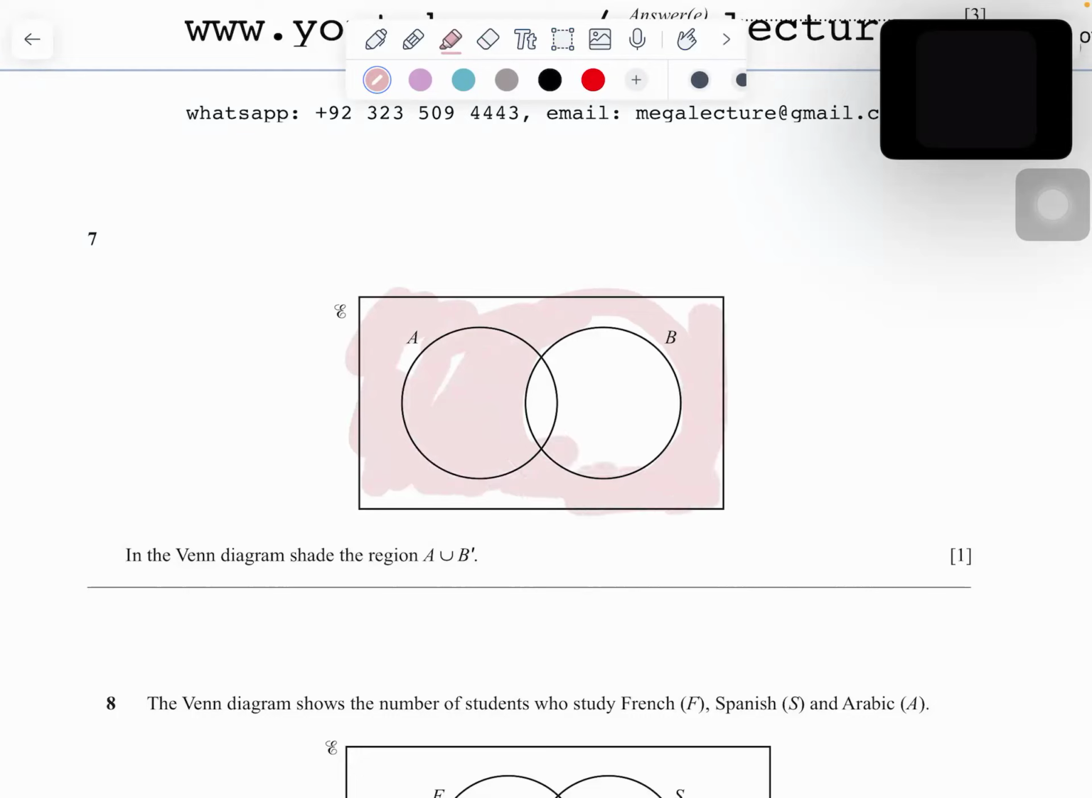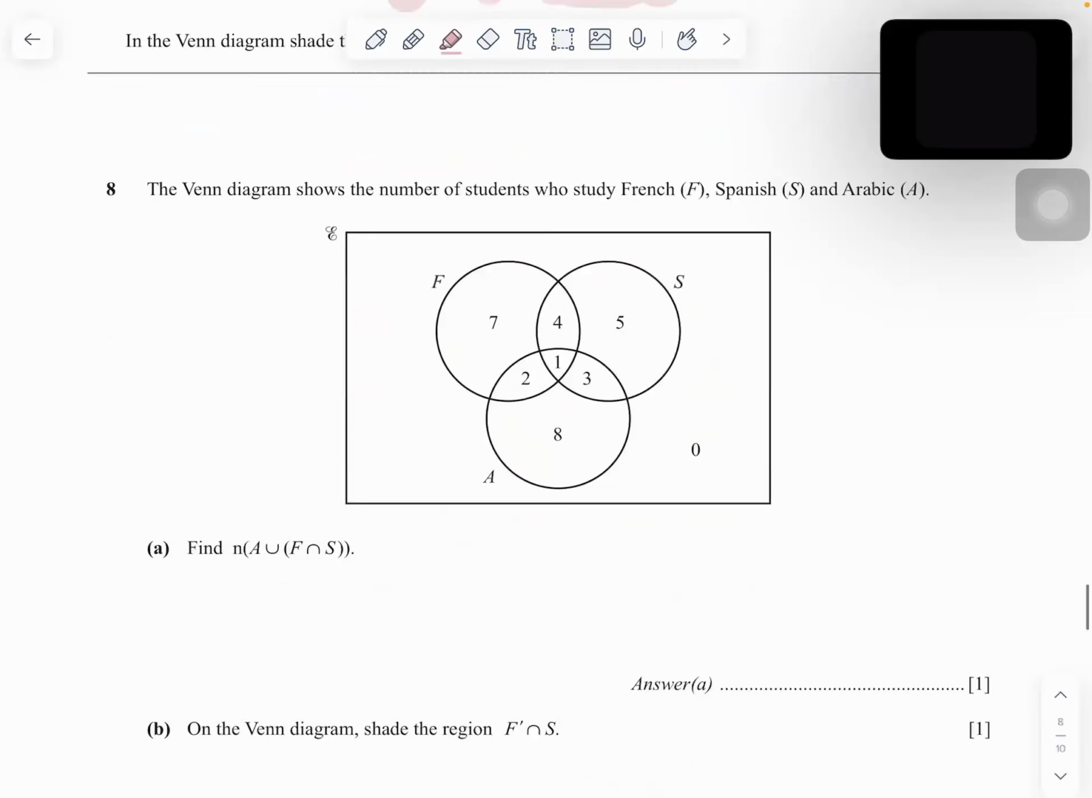There's gonna be the intersection part as well. You're saying it's going to be this. Yeah. A union B complement. If I do B complement, yeah, but there is union, right? So even A counts. Yeah, it does. You're right. So all of this is going to be shaded. It's union.